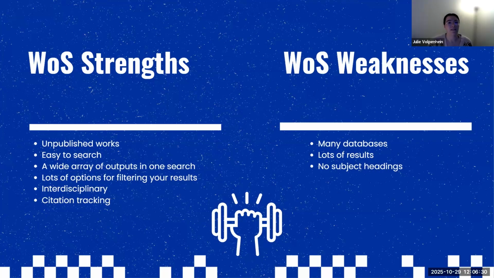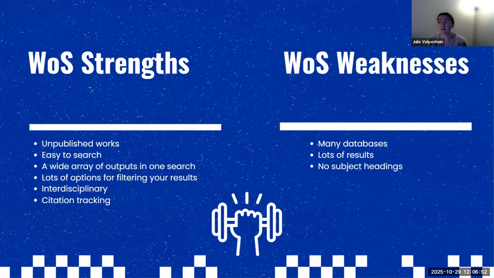And then also Web of Science offers some level of citation tracking. So you can see an article and you can also see how many times it's been cited. This is because Web of Science is run by Clarivate, who also runs Journal Citation Reports. So they already do a lot of work in some of those bibliometric aspects.